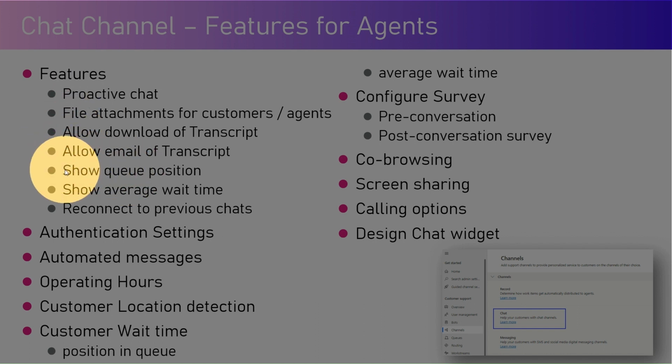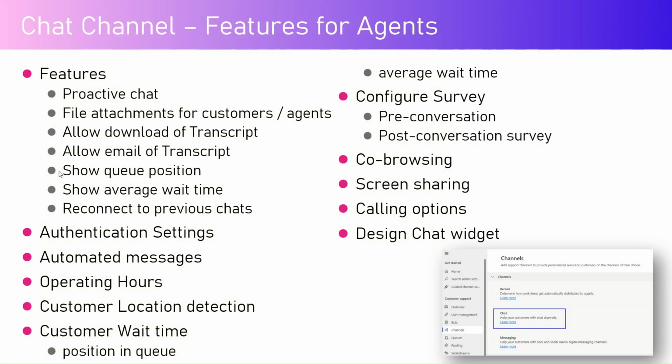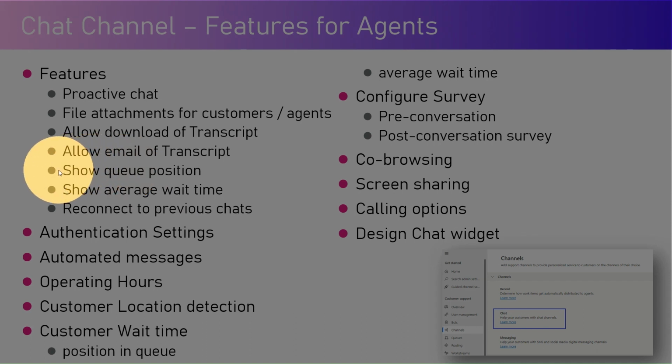Show the queue position. Imagine a customer has logged into the portal and the agent has not yet been assigned. So it's wise to show the queue position they are in, say maybe fifth position or sixth position, or any position based on the queue size and length at that particular point in time.